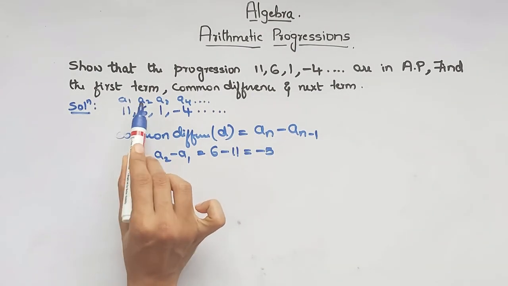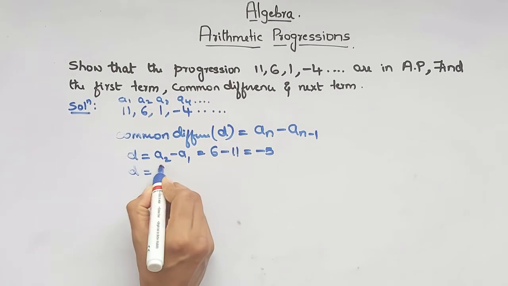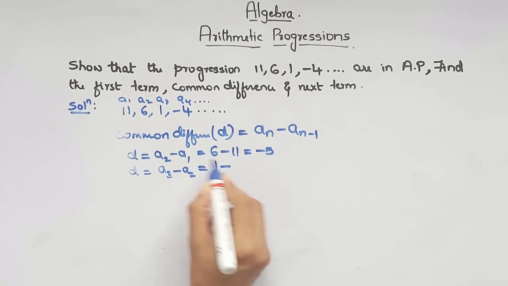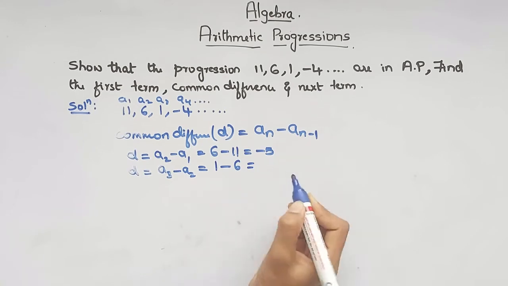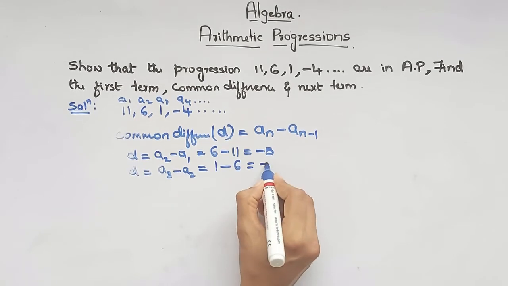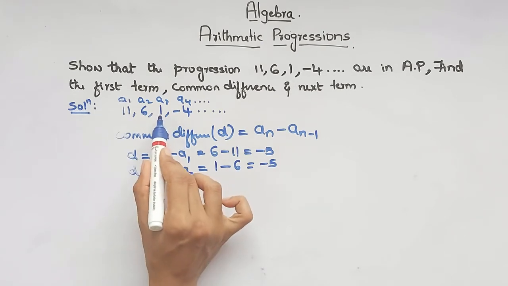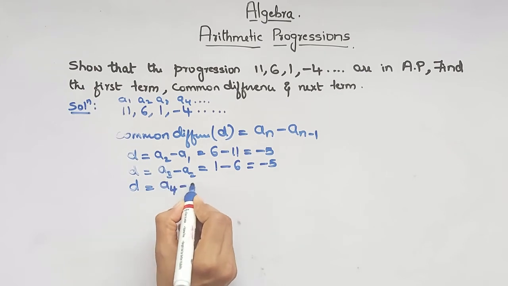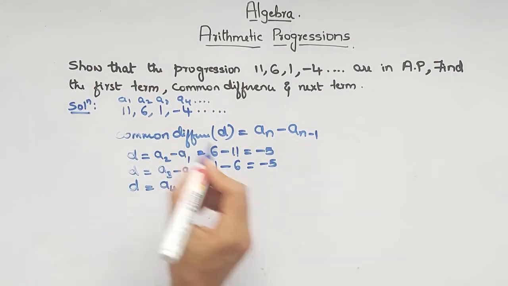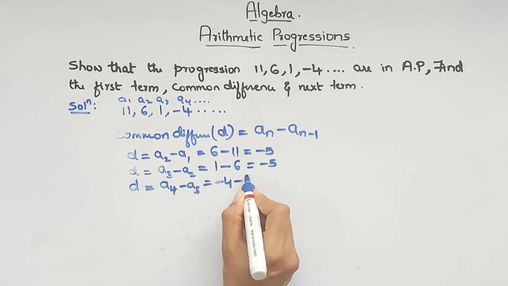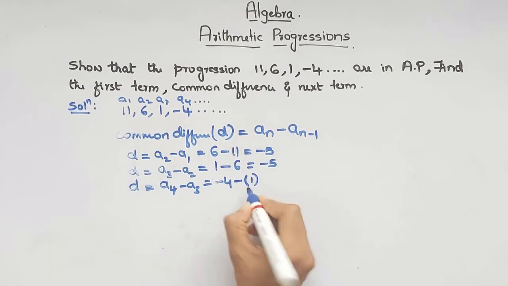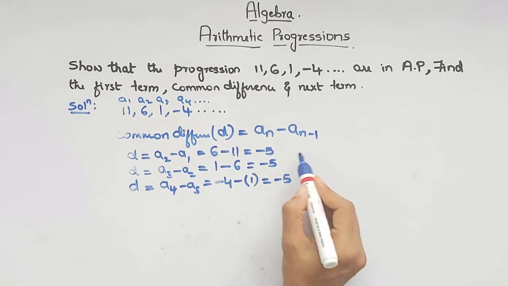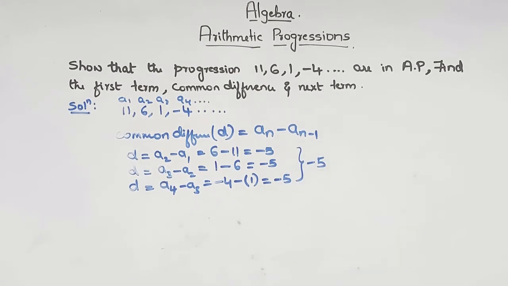Similarly, to find the common difference between a2 and a3, we have d is equal to a3 minus a2, which is nothing but here a3 is 1 minus a2 is 6. So in this case also 1 minus 6 is minus 5, right? Similarly, we will find the common difference between a3 and a4. So we have common difference d is equal to a4 minus a3, which is equal to, here a4 is minus 4 minus a3 is 1, right? So this will give you minus 4 minus 1 is minus 5. So the common difference here is minus 5, right, which is a constant.